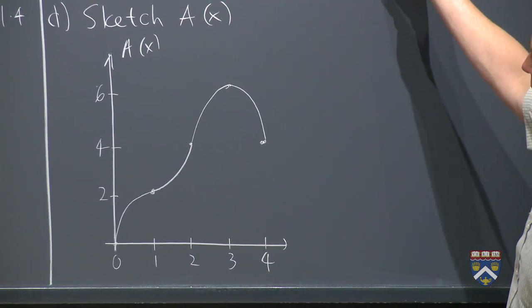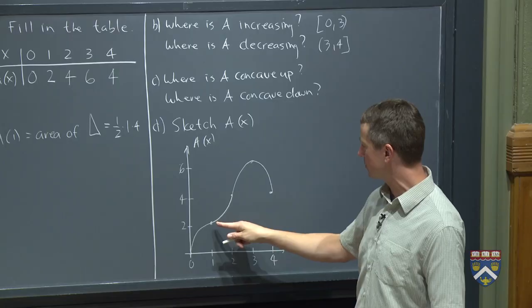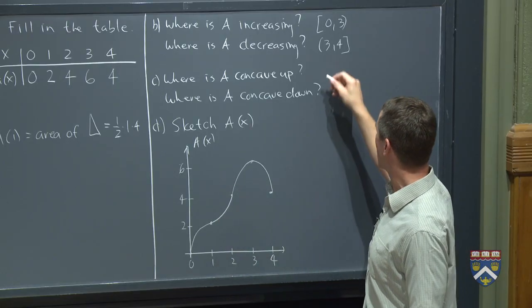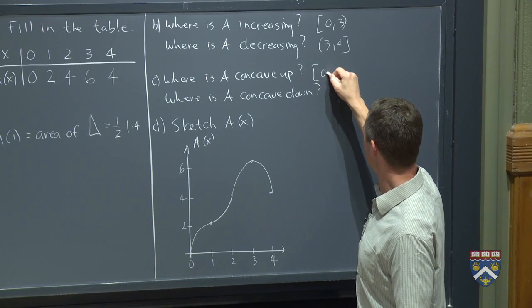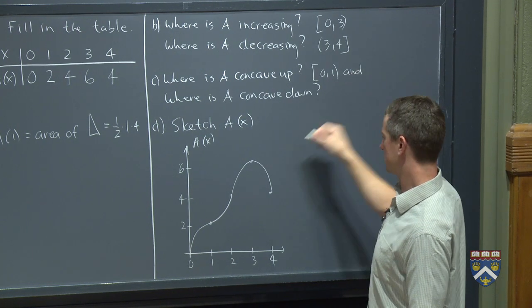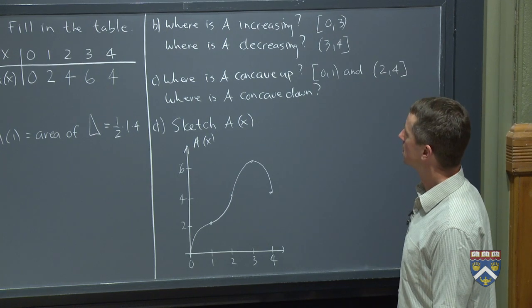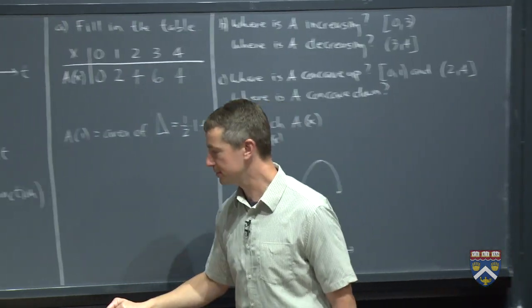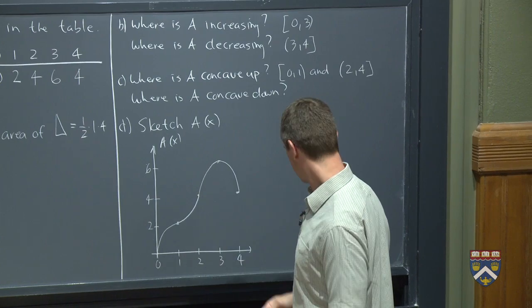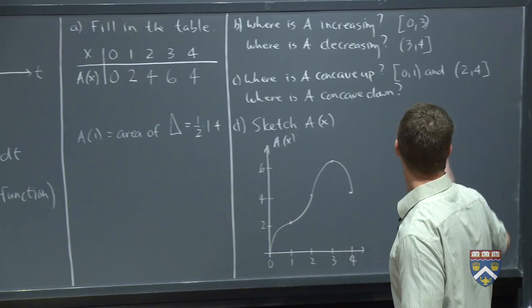So that lets us answer our questions about concave down. Concave down from 0 to 1, and then again from 2 to 4. So 0 to 1 and 2 to 4. Or that was concave up, just kidding. So let's erase that.